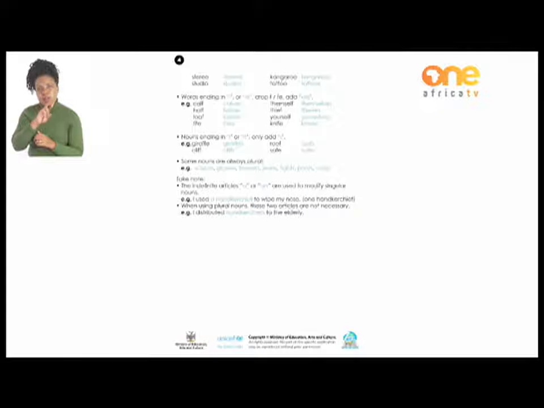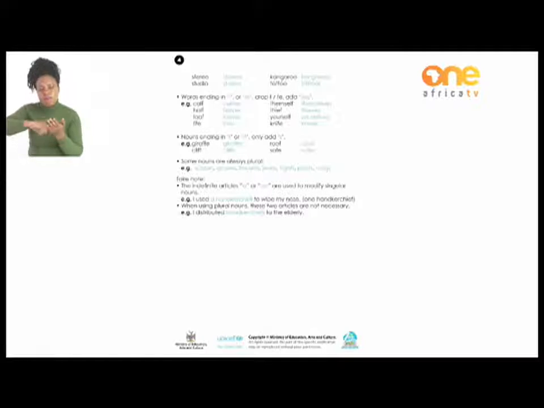Then we have words ending in F or FE. We drop the F or FE and we add VES. Calf becomes calves. Half, halves. Loaf, loaves. Themselves, themselves. Thief, thieves. Yourself, yourselves. Knife, knives.